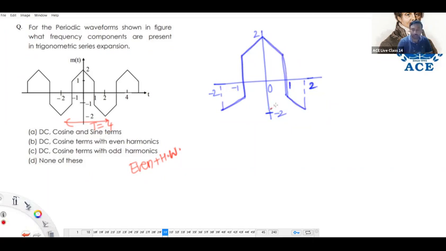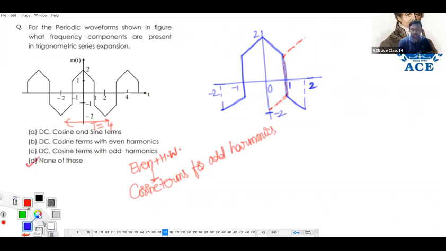What we have to do for half wave? Amplitude scaling of the first positive segment. Then shift that red signal left by half period. Half period is 2. Cosine terms for odd harmonics. Wantedly, I have given DC in all the options. No DC here, because positive and negative amplitudes are the same: above +2, below -2.